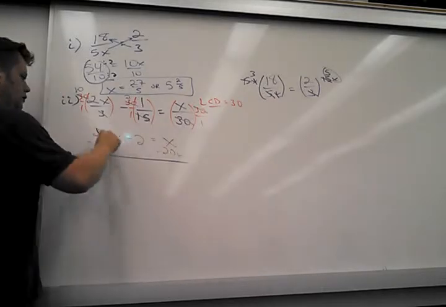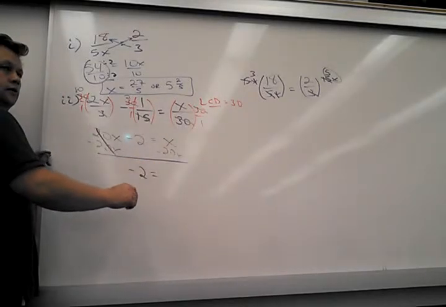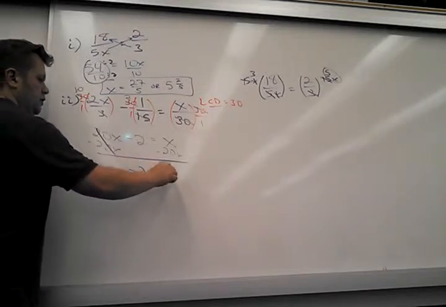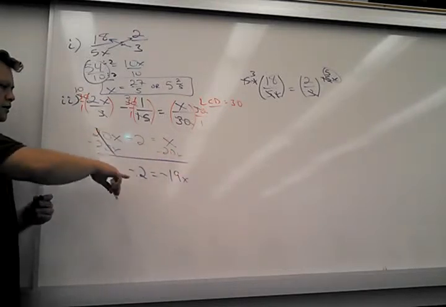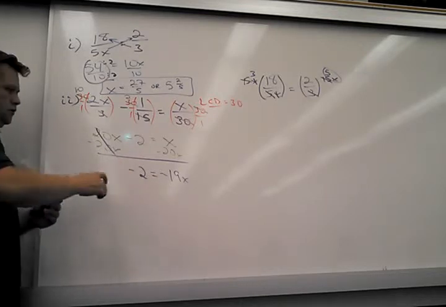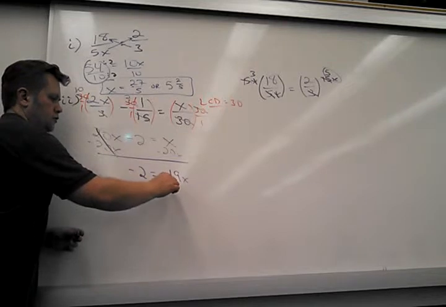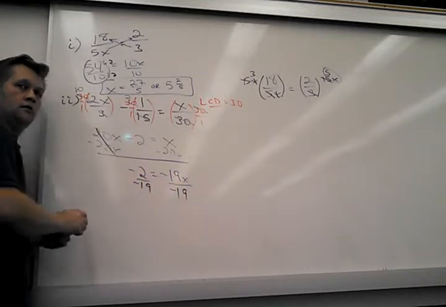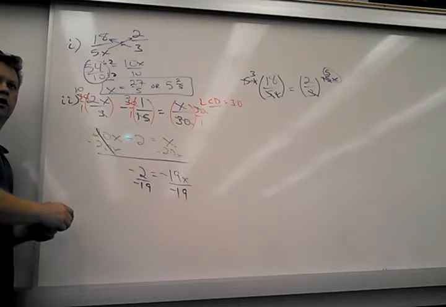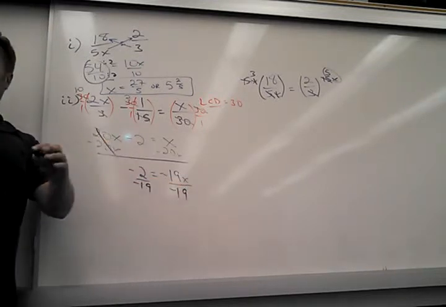So then I get negative 2 equals negative 19x. We have different signs, so you've got to subtract. And then the last step: x over 2. Careful. 19. What do you divide by? Negative 19. Negative 19. You with me? What do you want to get rid of? Whatever's with the x. End of story, right?